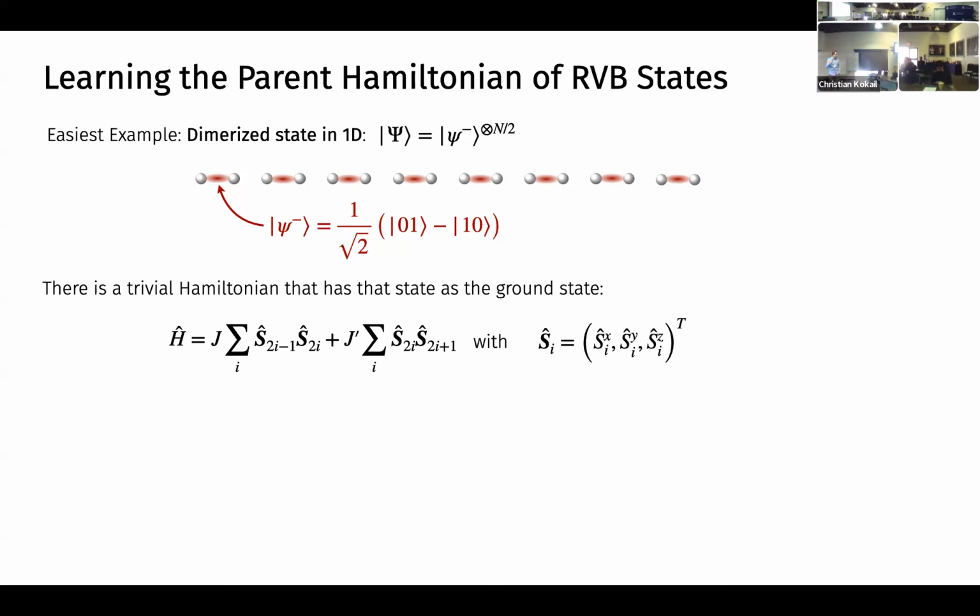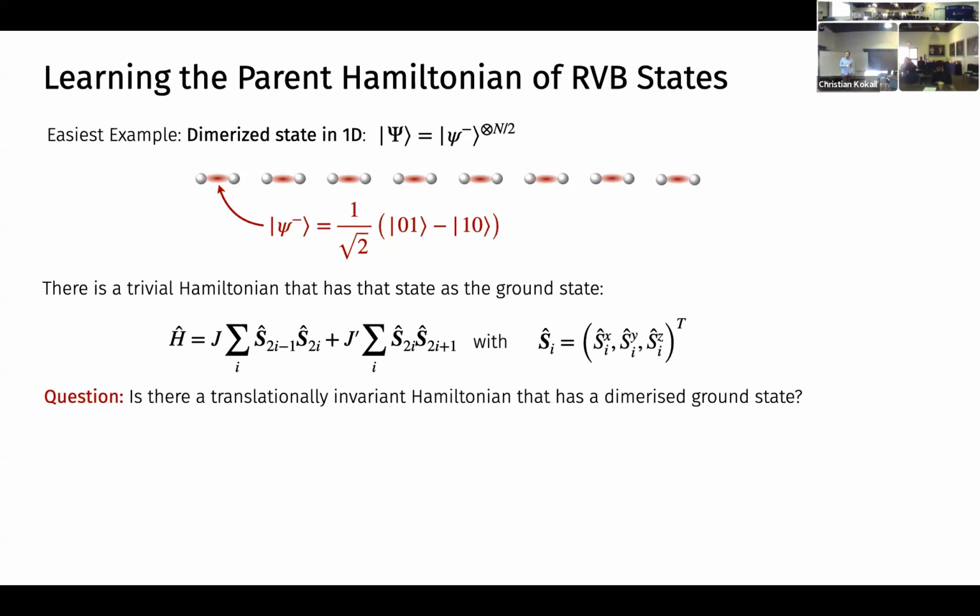But you can ask a more interesting question. The more interesting question is: is there a translation-invariant Hamiltonian that dimerizes in the ground state? So here we have alternating couplings, and it's trivial. But is there something that has the same couplings everywhere throughout the whole chain, which has a dimer state as a ground state? Does anybody have an idea? Does anybody know this?